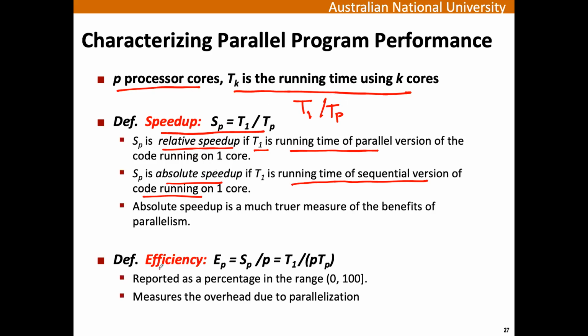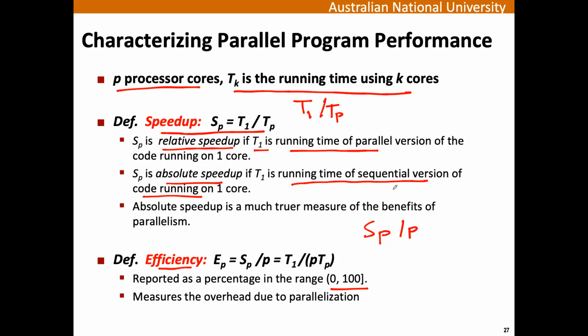And efficiency is kind of interesting. Speedup alone tells you something, but it doesn't tell you a lot. So with efficiency, you divide the speedup by P, and you get a number between 0 and 100. So this tells you how efficient you are. How efficiently are you using the multiple cores for your programs?